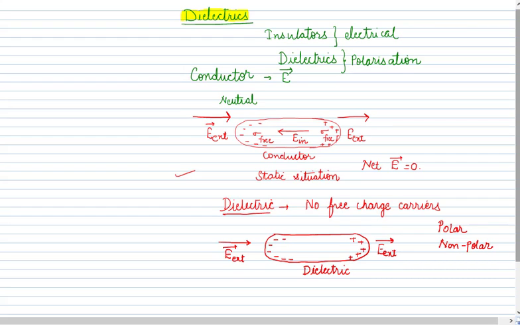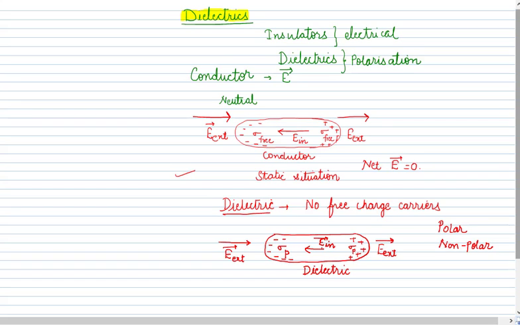But what is the difference between the conductor and dielectrics? Here we are not having the surface charge density sigma due to free charge carriers, but this is due to the polarization of these molecules, so we call it sigma p. This is all due to the polarization of these molecules, and then it also tries to oppose the externally applied electric field. So this is an induced electric field. In the case of conductors it was due to free charge carriers, and in the case of dielectrics it is due to the polarization.